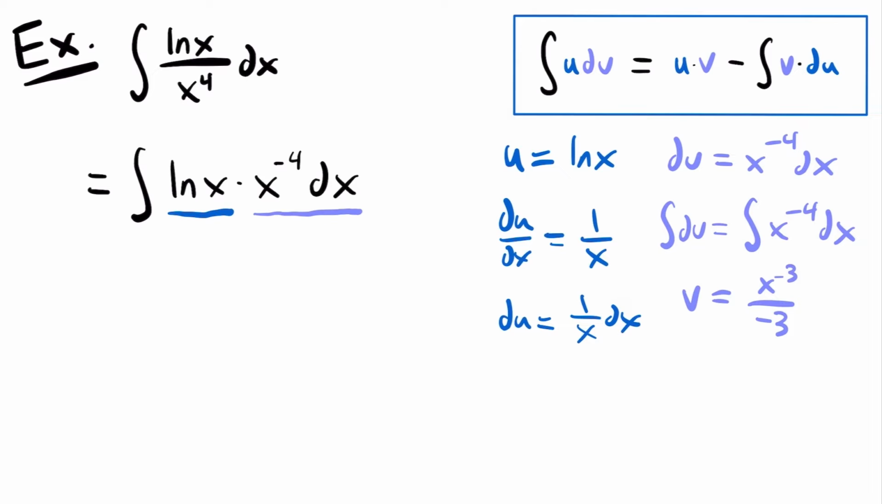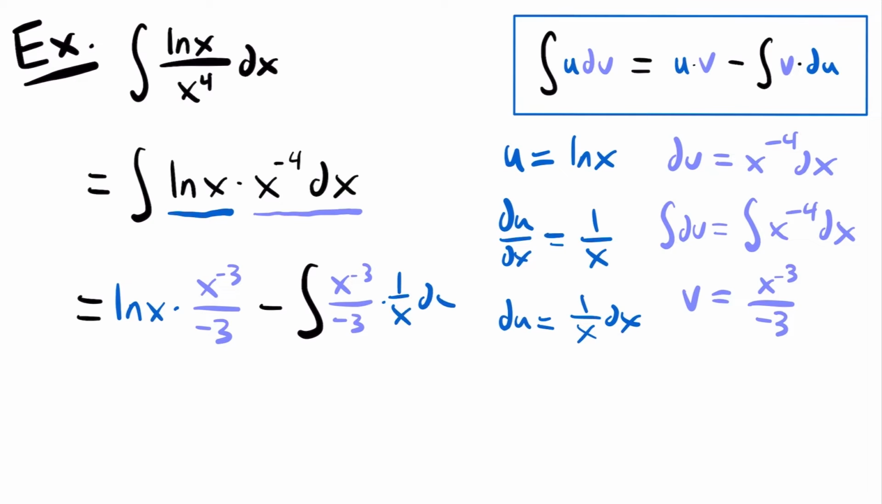We will have that this is equal to u times v, which will be the natural log, times x to the negative third power divided by negative 3. So we'll have the natural log of x times x to the negative third power divided by negative 3. And then we will subtract the integral of v, which is x to the negative third power divided by negative 3 times du, which is 1 divided by x times dx. So we will have times 1 divided by x dx.